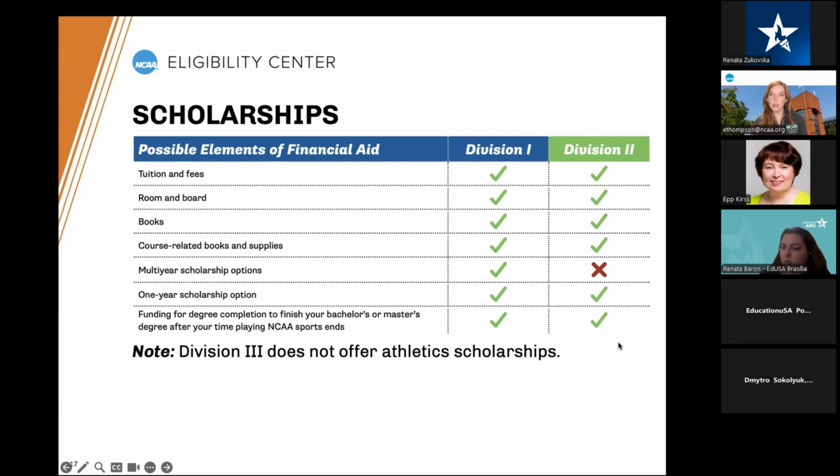It's important to note Division III colleges and universities do not offer athletic scholarships. So what that means is everything is merit-based, academic-based. It is not tied to your athletic competition in order to receive a scholarship at the Division III level.